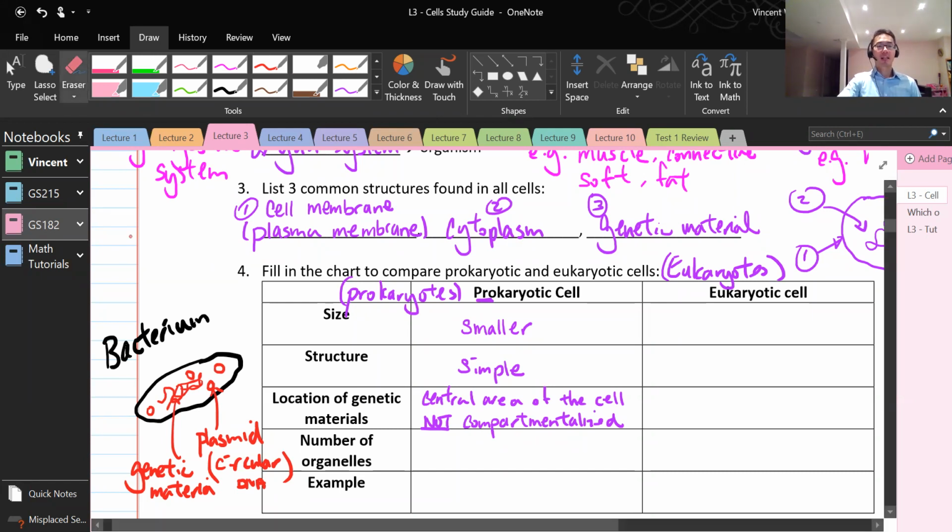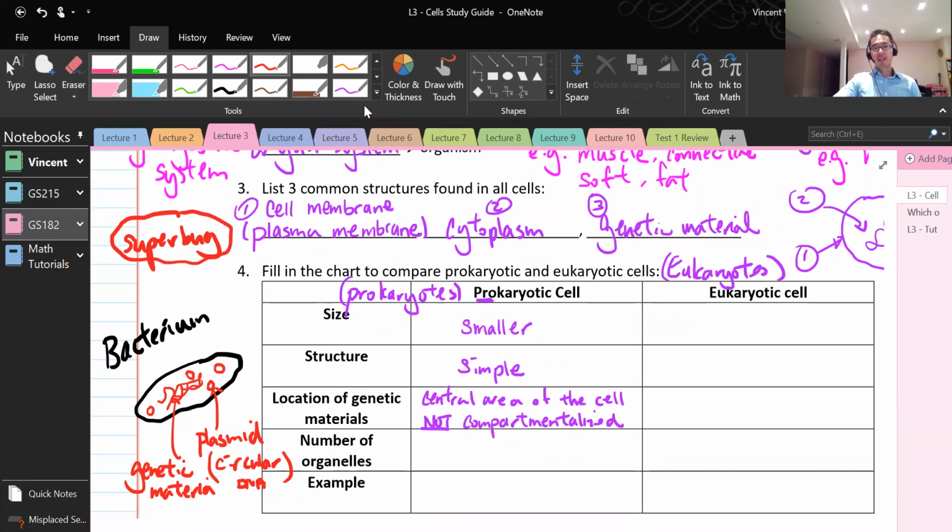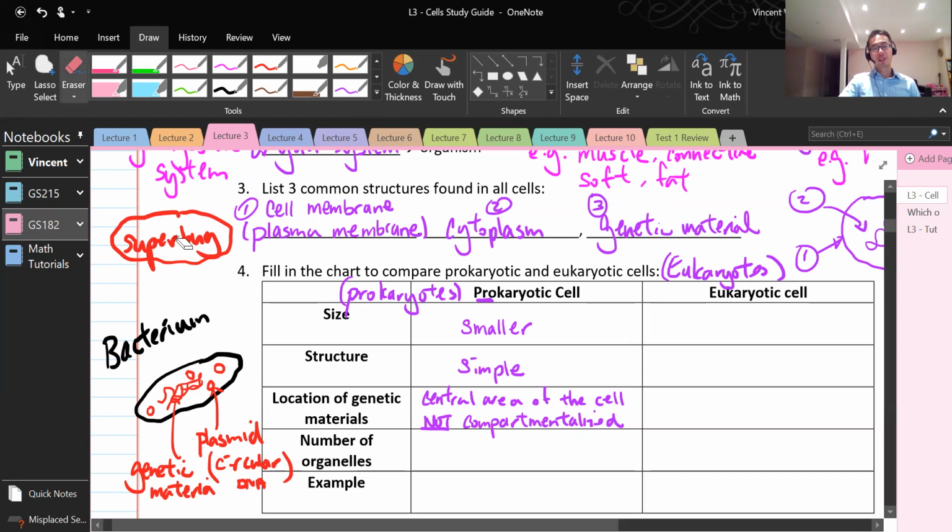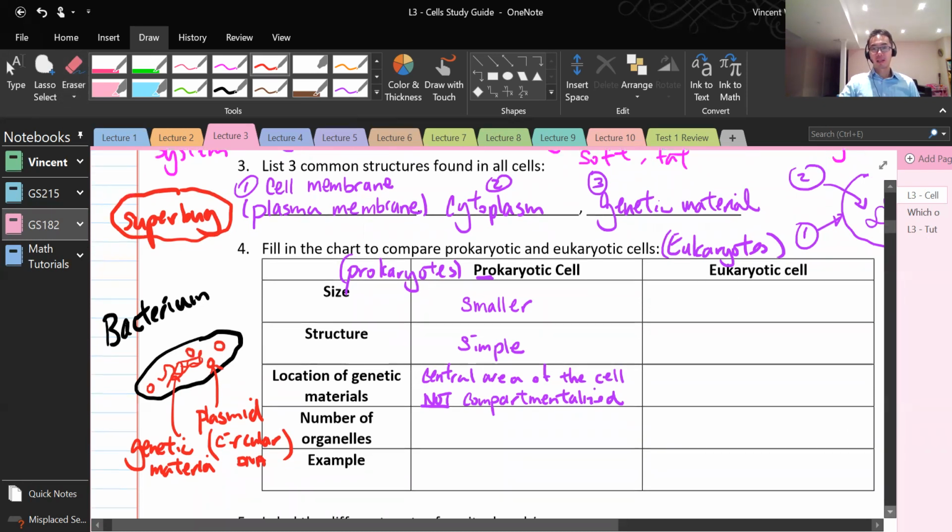Anybody heard of superbugs? You may have heard of that on the news. Superbugs are bacteria that are very resistant to antibiotics, and if you catch them, they're really hard to cure. Sometimes we don't have drugs for them, and you could die from it. One of the things plasmids can do is turn bacteria into superbugs. More on that later.